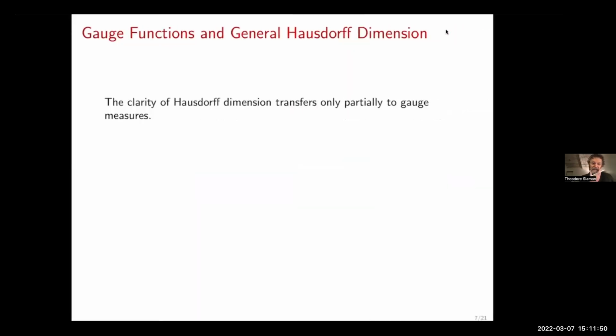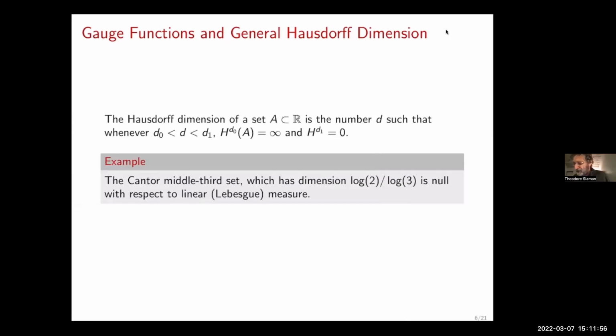Now, this is the clarity of the way that Hausdorff dimension works, and I should say that inside here at d, the Hausdorff measure of A can realize all the usual possibilities. So knowing the Hausdorff dimension of a set does not determine the Hausdorff measure of the set at its own dimension.